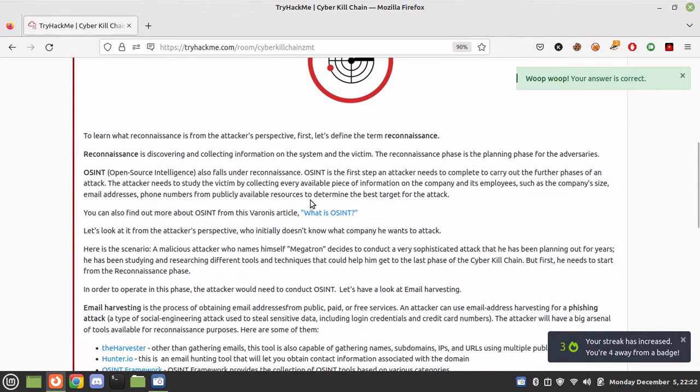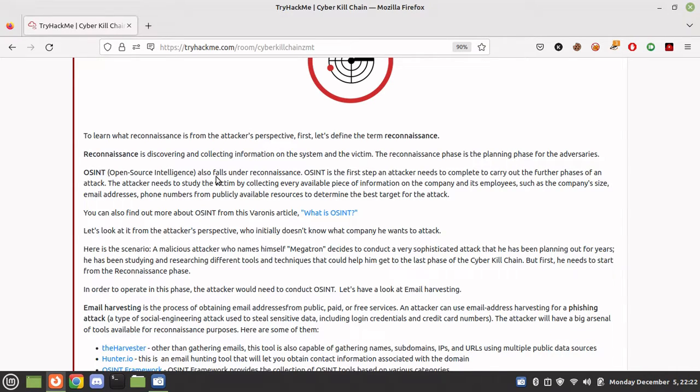Well, in this we have reconnaissance. Reconnaissance is discovering and collecting information on the system and the victim. The reconnaissance phase is the planning phase for the adversary. So basically, it's all about gathering information.